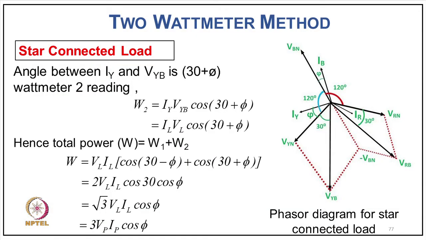Now the angle between IY and VYB is 30 plus phi, that is this angle here. So W2 will be IY VYB cos 30 plus phi, or IL VL cos 30 plus phi. Hence the total power will be W1 plus W2, that is W equals VL IL into cos 30 minus phi plus cos 30 plus phi, and this will be 2 VL IL cos 30 into cos phi, that is root 3 VL IL cos phi, or 3 VP IP cos phi.